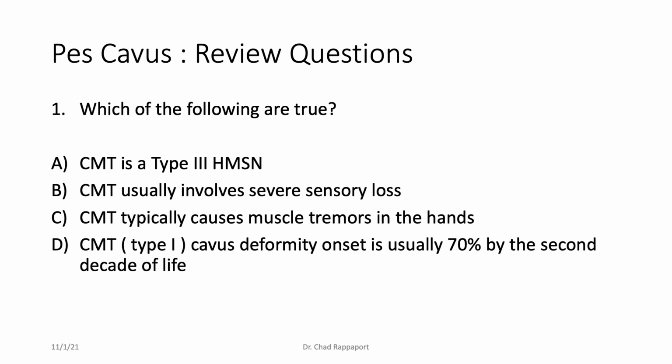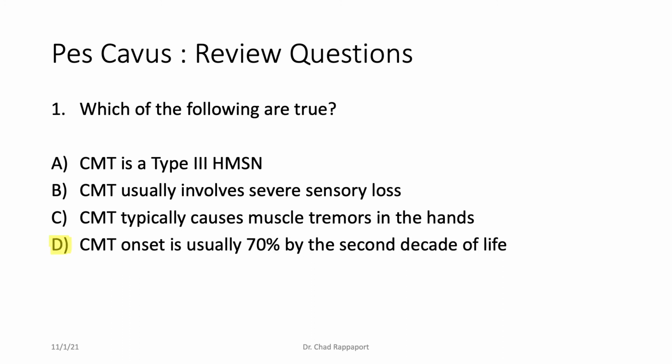CMT typically causes muscle tremors in the hands. CMT type 1 has a cavus deformity that usually presents 70% by the second decade of life. So the answer is D.